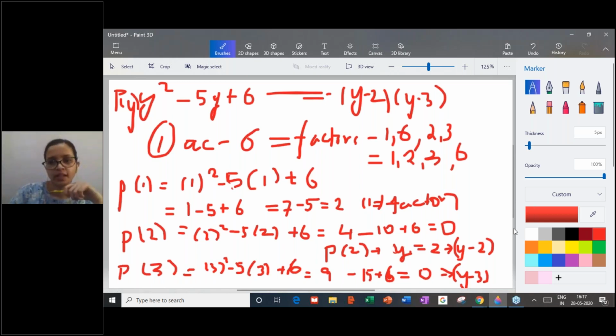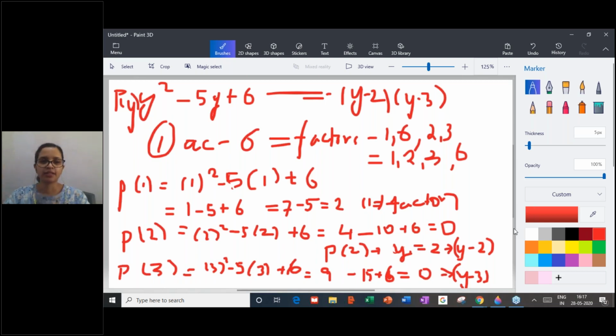Okay. Yes, Atharva, you can solve it by the splitting the middle term method, but there are questions which come in the exam which say find using factor method. So if they say factor method, what do you do? First, multiply the first and last term, whatever you get, find the factors of that multiple, and then take one by one each factor. This is the trial and error method.